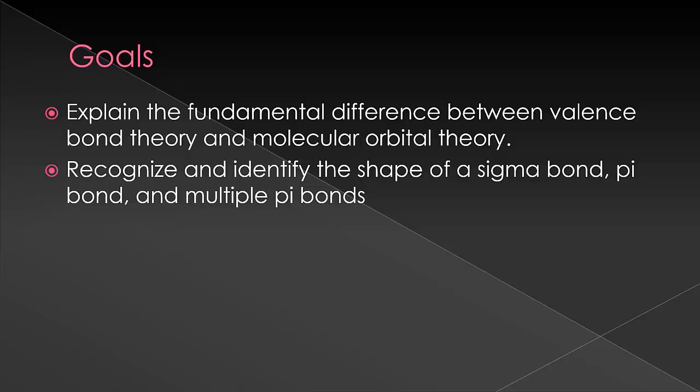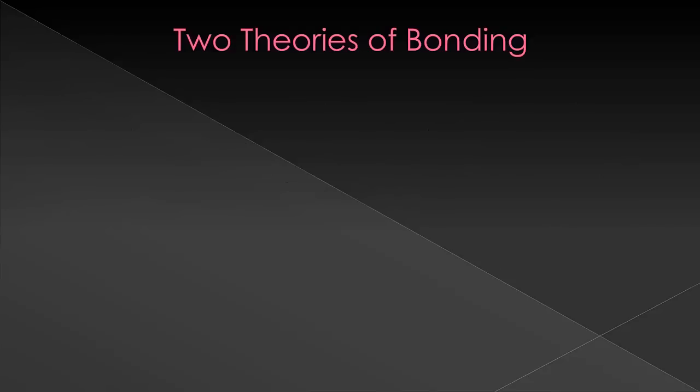The goal in this podcast is first to set up the idea between valence bond theory and molecular orbital theory, so that you get a little bit of an idea of what we're going to be talking about for the next few videos and classes. After this, I want you to be able to recognize and identify the shape of a sigma bond, pi bond, and multiple pi bonds. We won't be able to finish all of this with this video. We'll have to talk about hybridization, but you should be able to get a feel for the shapes of these and a general feel for what they look like.